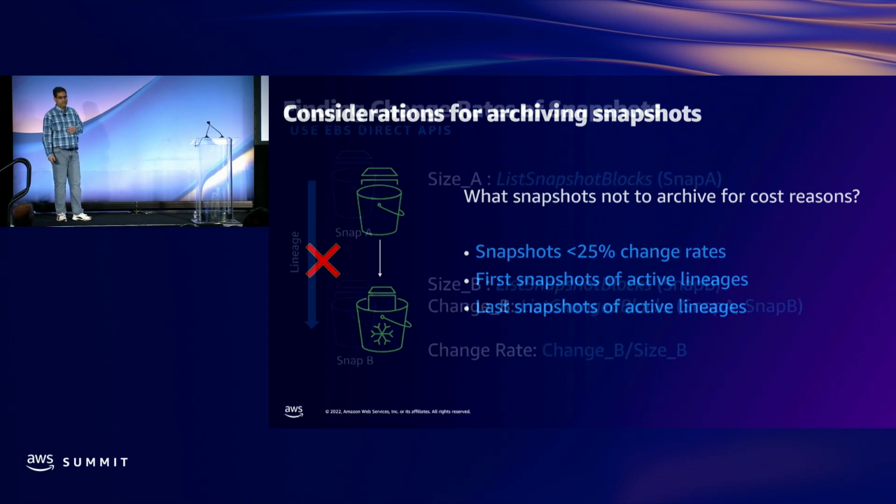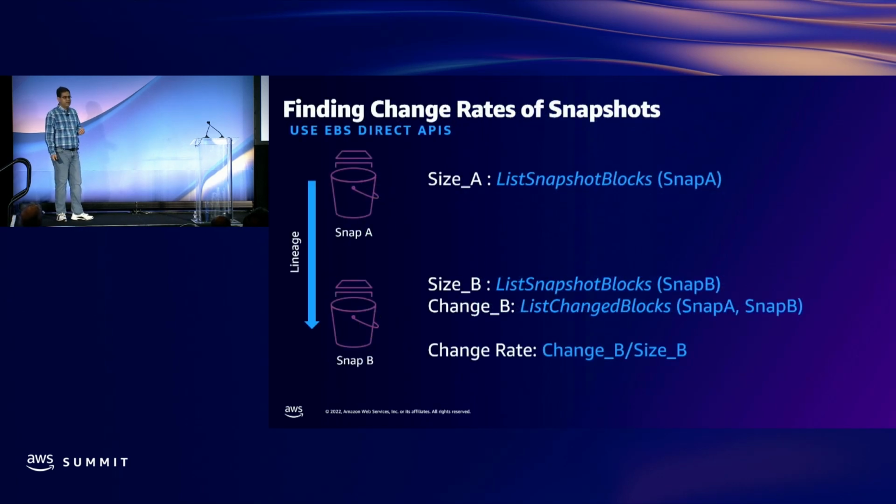So how do you find the change rate of snapshots? I'll talk about direct APIs in a little bit, but you can use direct APIs. So you can do a list snapshot blocks in snapshot A, you can do a list snapshot blocks in snapshot B, and then as a rough rule of thumb, with the delta set between the changed blocks in snapshot A and snapshot B, you can get the change rate. And that can tell you roughly how much your change rate between the snapshots is.